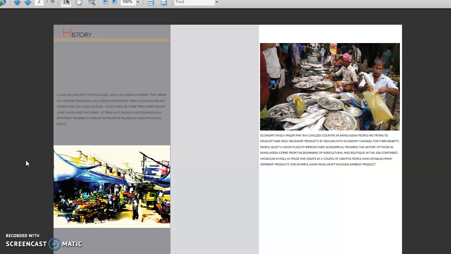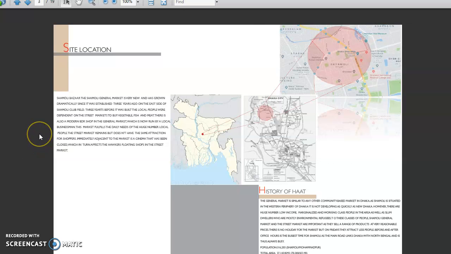Hat Bazar, mostly called Hat, is an open air market and it serves as a trading venue for the local people in the city or outside of the city. My site is located in Dhaka, which is the capital of my country, exactly in the northwestern part of my city.